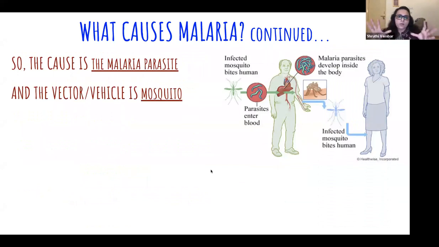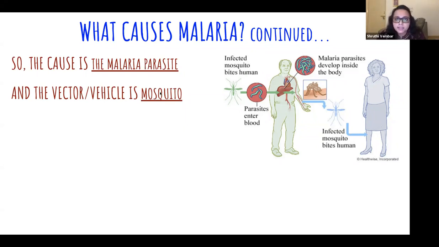Okay, so now the big take home is, what is the cause? When you think of the cause of malaria, it's not the mosquito that is the cause. It is the malaria parasite that is the cause of malaria, and the vector or the vehicle is the mosquito. So an infected mosquito bites a human, these parasites enter the blood, then these parasites grow inside the human, and another mosquito now bites this infected human, picks up the parasites, moves them to another human, and so on, and the cycle continues.